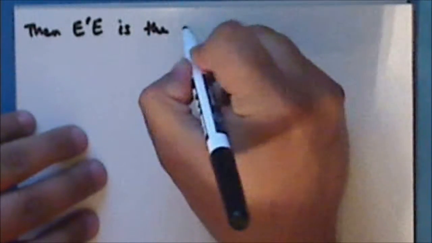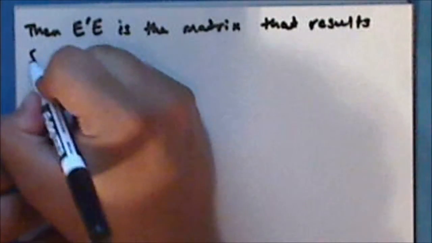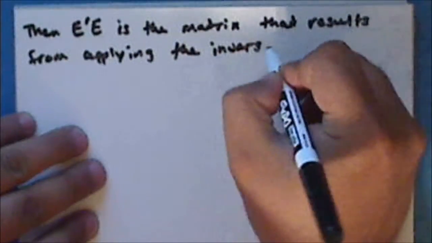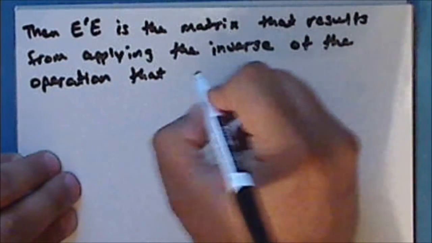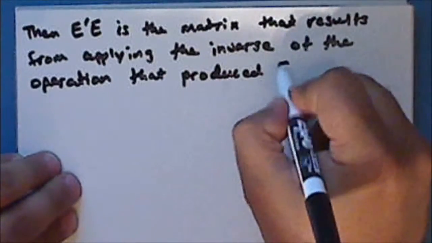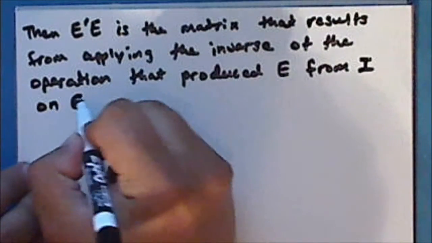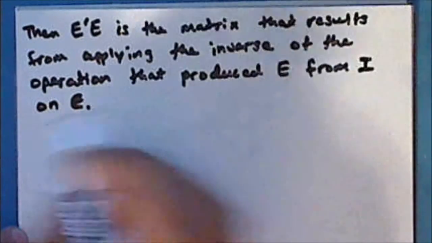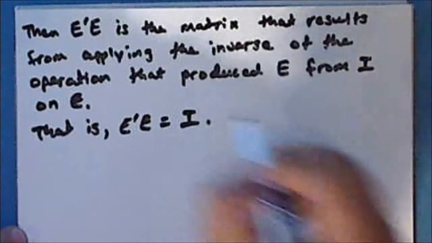Then the product E prime times E is the matrix that results from applying the inverse of the operation that produced the matrix E from the matrix I, and this inverse operation is performed on the elementary matrix E, that is, E prime exactly reverses the process that resulted in E, and so E prime times E leaves the identity matrix unchanged.